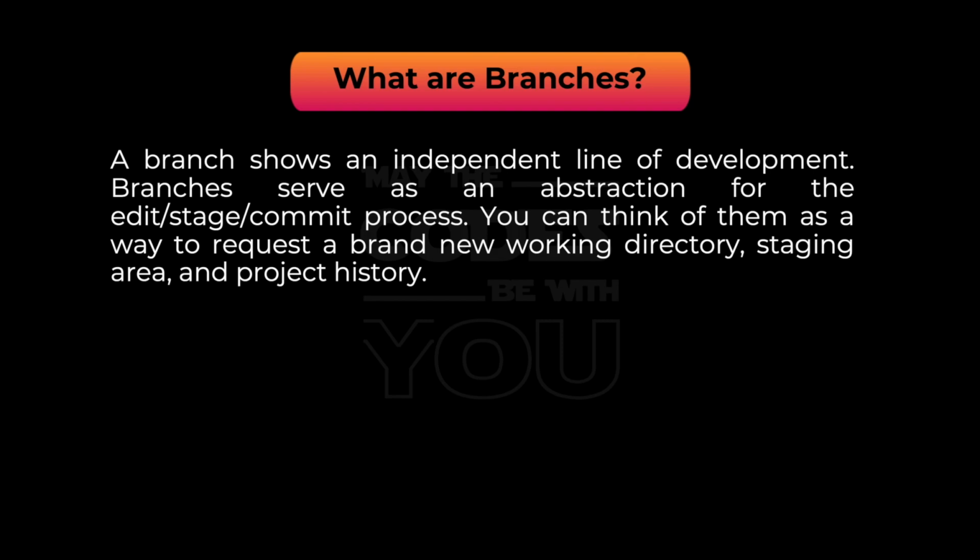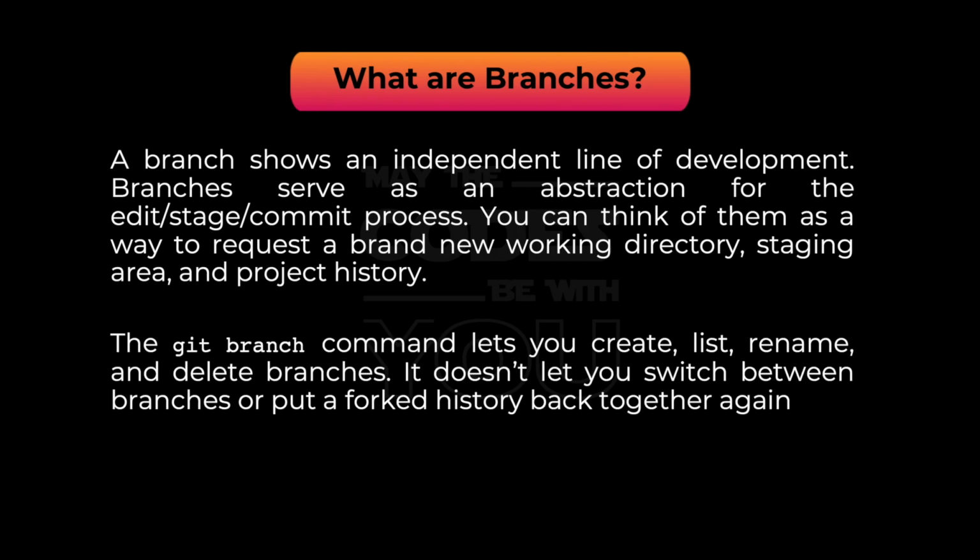That is, you can do your work on a branch other than the master branch. Also, you can think of branches as a way to request a brand new working directory, staging area, and project history for your project. Also, the git branch command lets you create, list, rename, and delete branches. It doesn't let you switch between branches or put a forked history back together again. For that, we have git merge and git checkout. We are gonna learn about git merging in the next video.